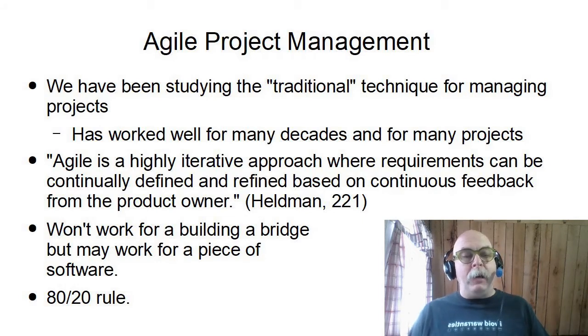Let's define an agile methodology, and the definition I'm going to use is Heldman's definition from page 221 of the text. Agile is a highly iterative approach. It's iterative, where requirements can be continually defined and refined. So we don't know all the requirements up front, and they're going to be defined and refined. And this is the trick, based on continuous feedback from the product owner.